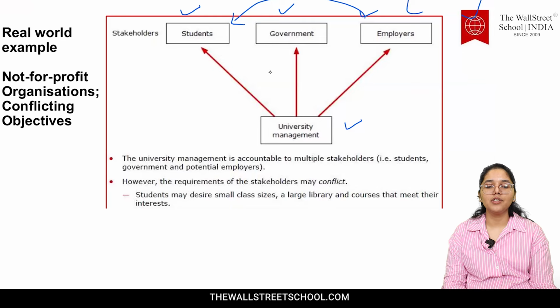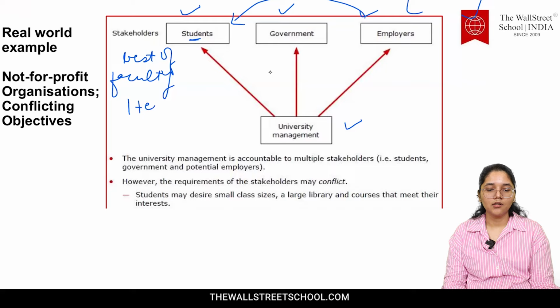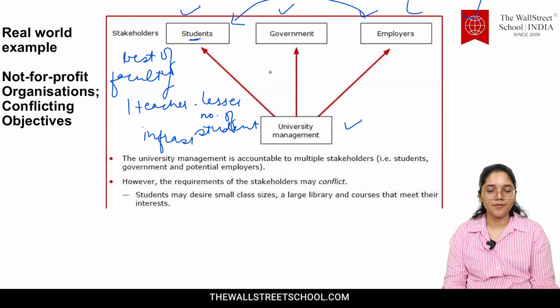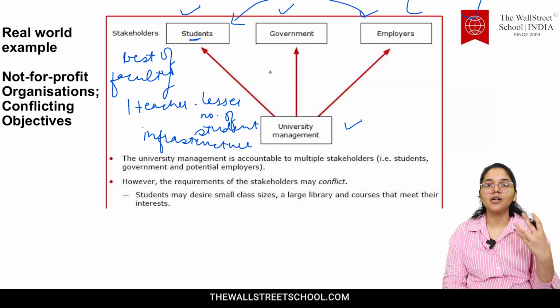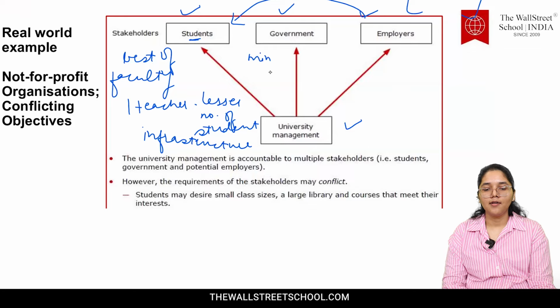So firstly, students, what will the students want? They will want the best of faculty. They will want that one teacher should be teaching a smaller number of students so that more attention can be paid to each student. They will want infrastructure to be very nice, very good libraries, very good maybe sports facilities. So this is all that the students are going to want. What will the government want? Government is spending money at the university. So the government will want to minimize the cost while at the same time achieving the objective. Minimize costs as much as possible.